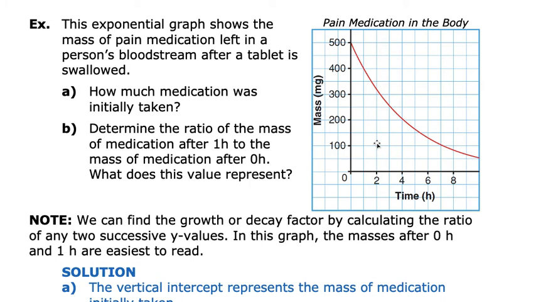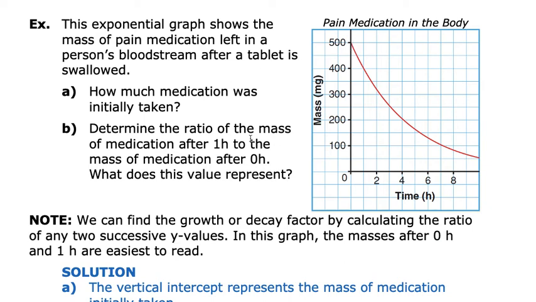For example, this exponential graph shows the mass of pain medication left in a person's bloodstream after a tablet is swallowed. So investigating the graph, we see exponential decay. We see an initial value of 500 pain medication in the body. How much medication was initially taken? So when time is 0 on the x-axis, so that's the beginning, the initial value is 500.